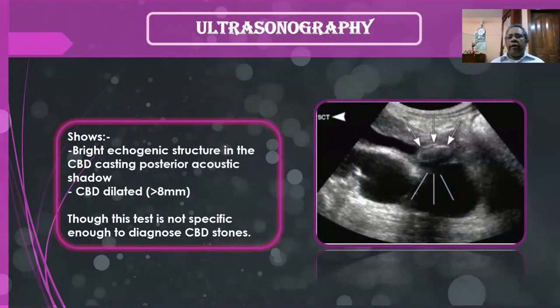So show the picture. This is ultrasonography. This is a common bile duct. There is an echogenic structure that also gives a shadow. So, an echogenic structure casting an acoustic shadow in the line of the common bile duct. For that reason, this is CBD cholelithiasis. A bright echogenic structure in the common bile duct casting posterior shadow. CBD diameter is more than 8 mm. This test is not specific enough to diagnose CBD stones. It is not the specific confirmatory test. It is supportive.